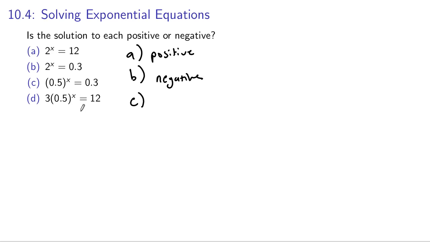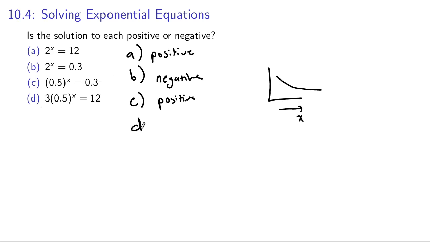C, 0.5 to the x is 0.3. This represents decay. So our initial value here is 1 in each of these so far. So we've shrunk from 1 to 0.3, but we're decaying. So that would be a positive value of x. Since we're decaying, you think about the graph: as x goes up, the output's going down.